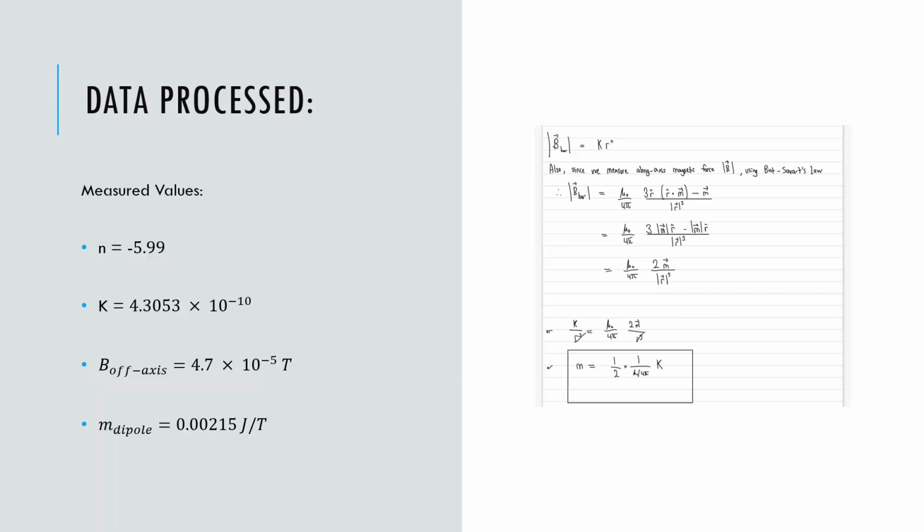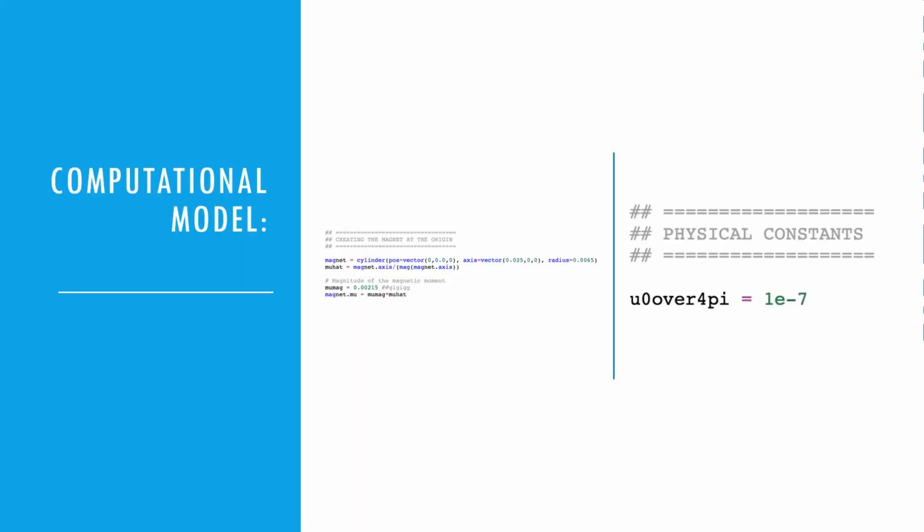Finally, after processing the data, we got the measured values out: n is equal to minus 5.99, k is equal to 4.3053 times 10 to the minus 10, the magnetic field off axis was 4.7 times 10 to the minus 5 teslas, and the magnetic moment due to the dipole was 0.00215 joules per tesla. This was what we had seen in our preview for the lab results.